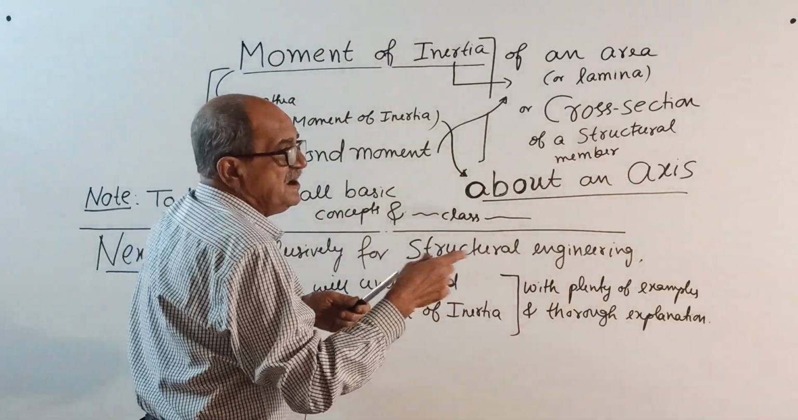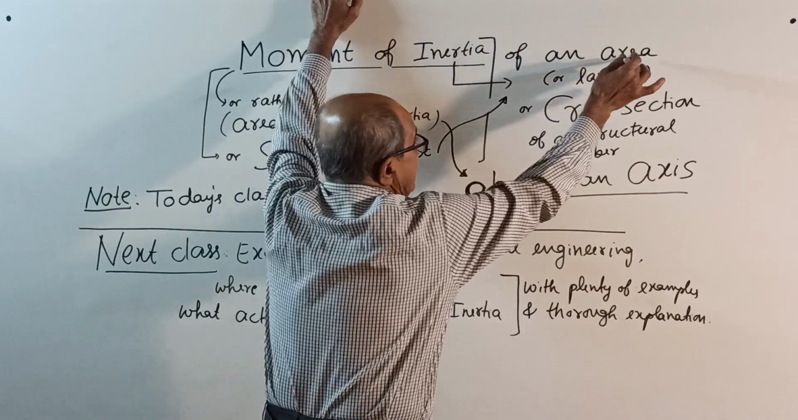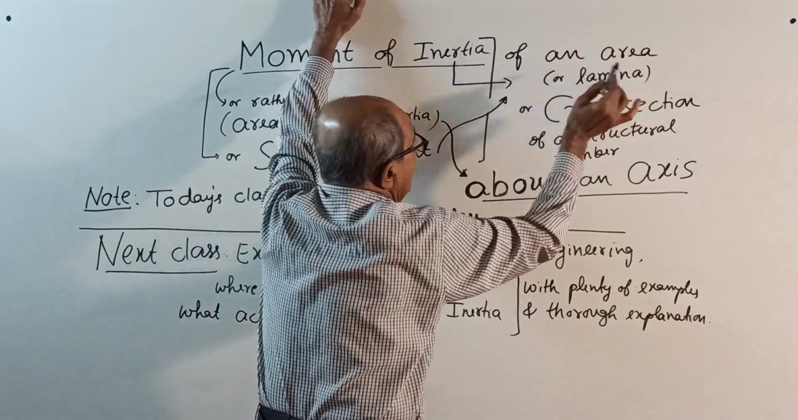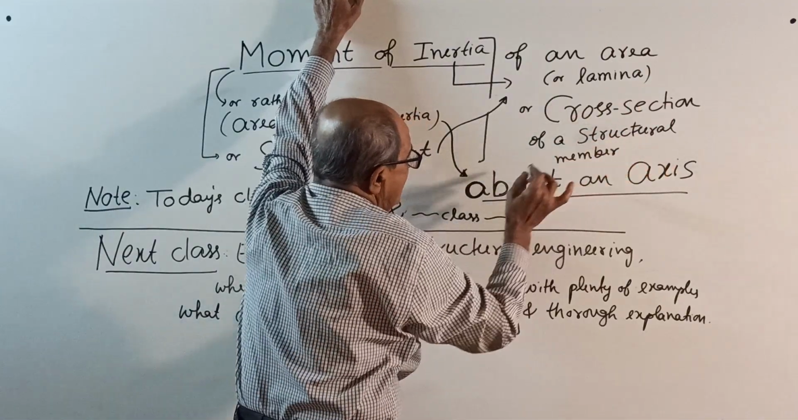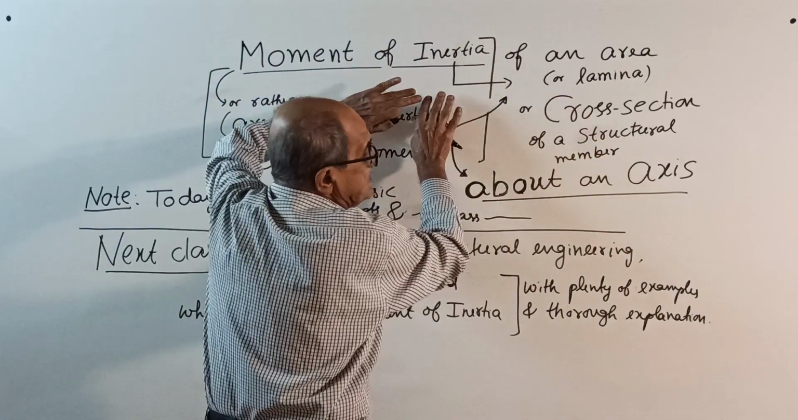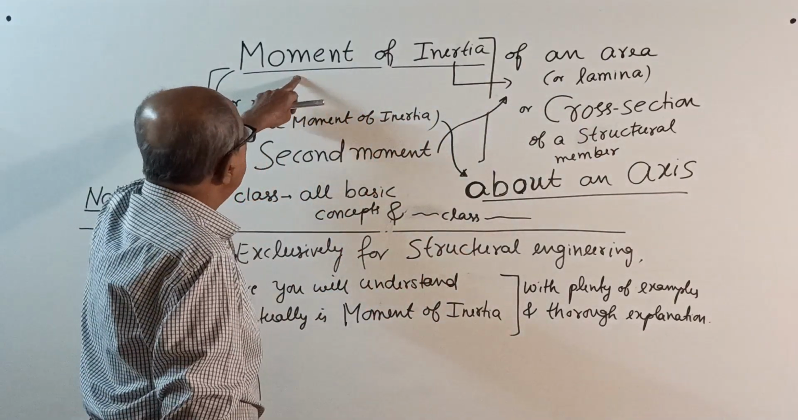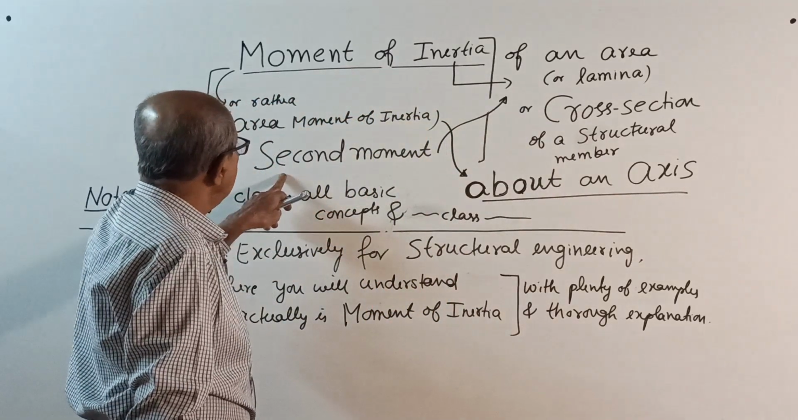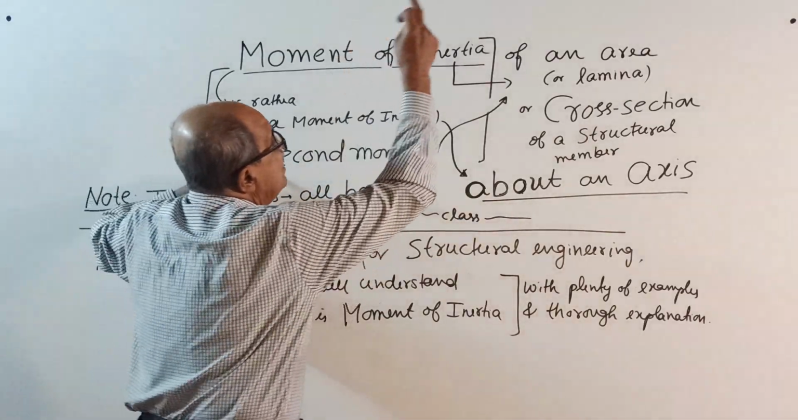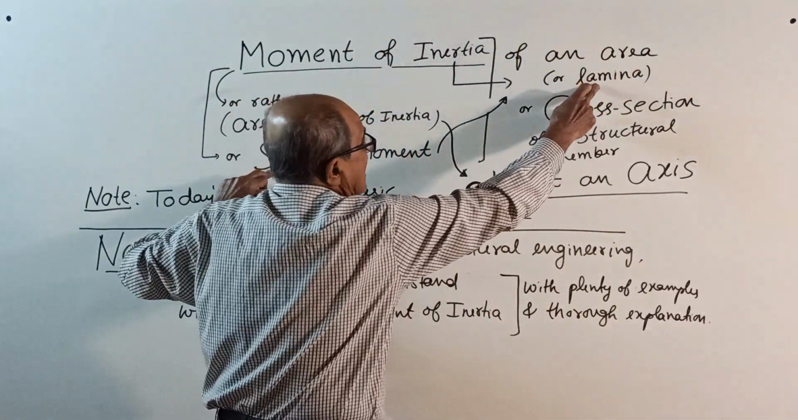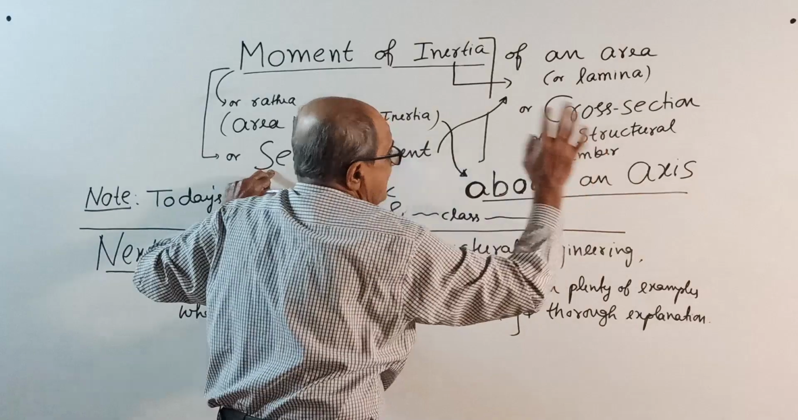See, you continue. What you write is moment of inertia of an area or lamina or cross section of a structural member about an axis. Write that much. Below write, moment of inertia is also called as second moment. See, same thing. Second moment of an area or lamina or cross section of a structural member about an axis.